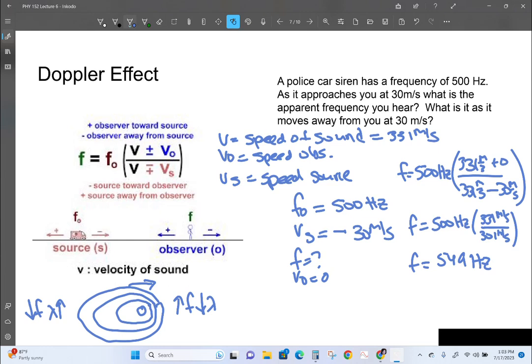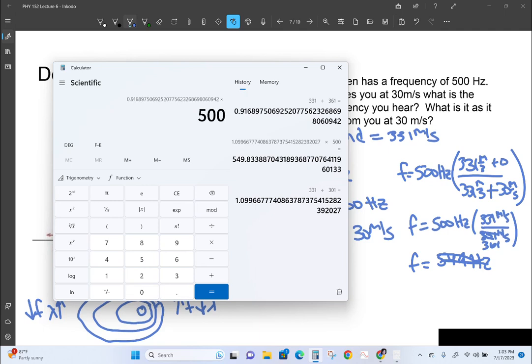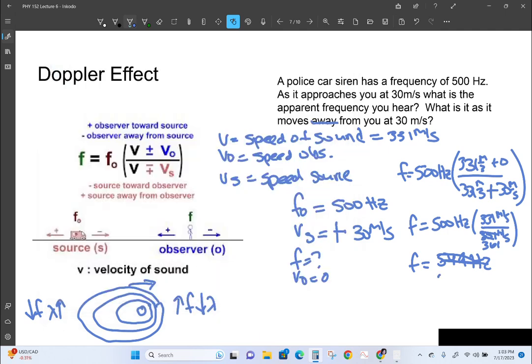Now, if it was moving away from you, this would turn into a positive, and you would be adding the 30 on the bottom. And so then you would be dividing by 361. Our new value would be 331 divided by 361 times 500, and it would be 458 hertz.